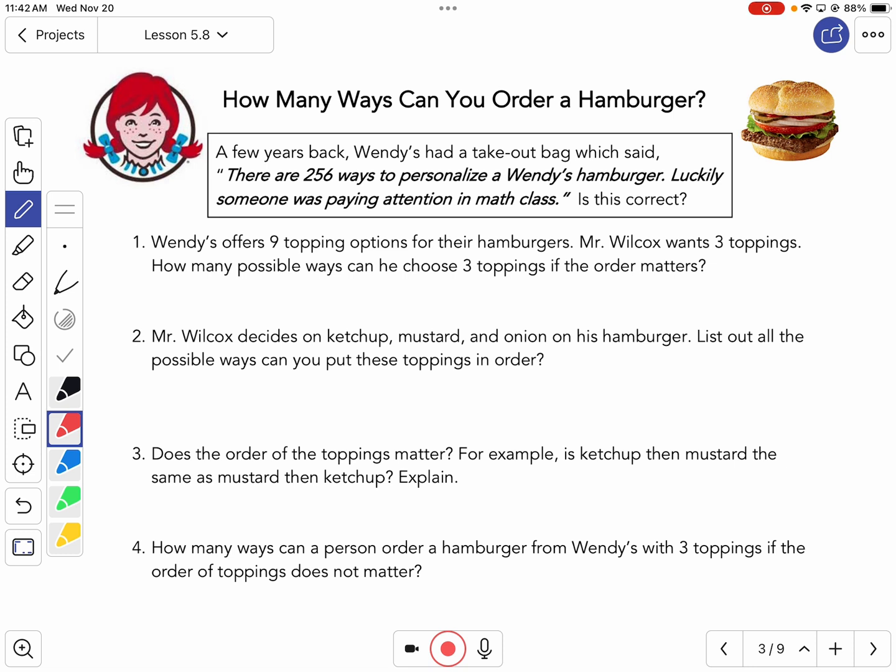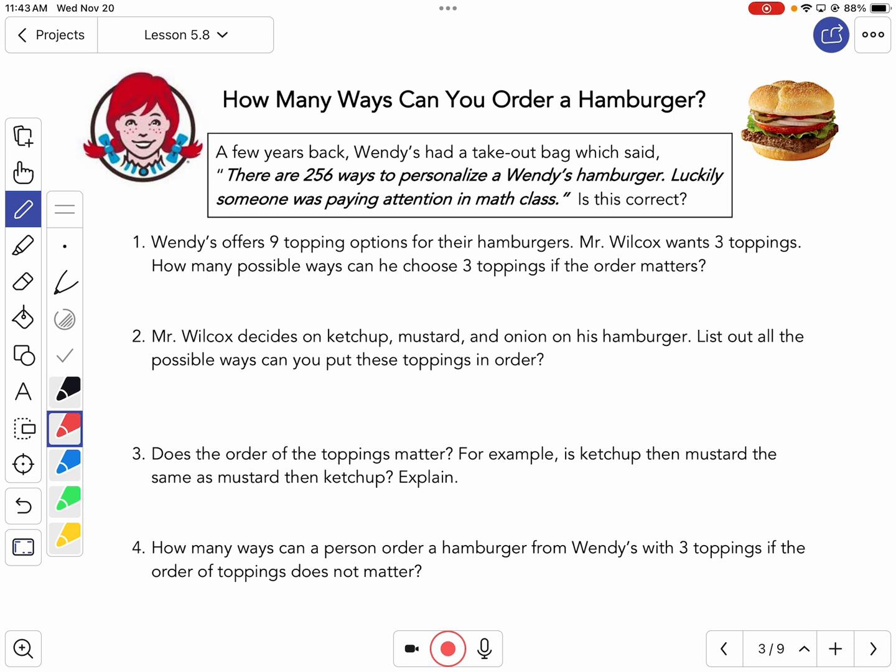So a few years back, Wendy's had a takeout bag which said there are 256 ways to personalize a Wendy's hamburger. Luckily, someone was paying attention to math class, so that was the actual advertisement. So we want to know if they were right. Were there or are there really 256 ways to make a hamburger at Wendy's? So let's take a look. Wendy's offers 9 topping options for their hamburgers, and Mr. Wilcox only wants 3.